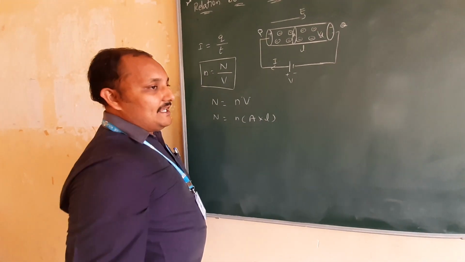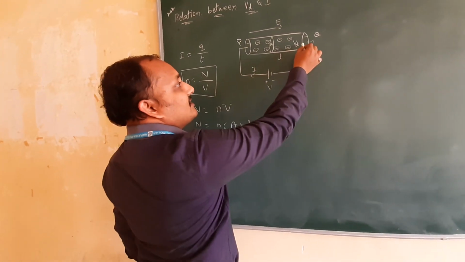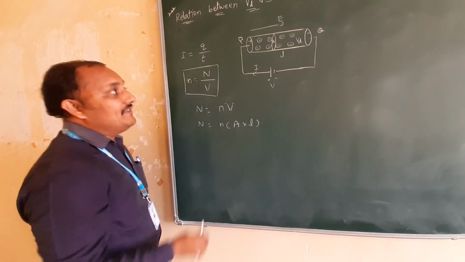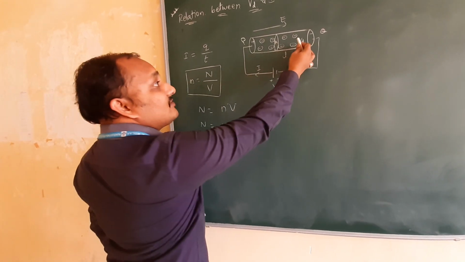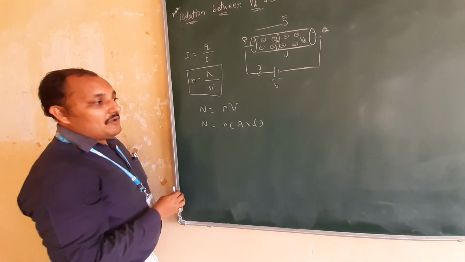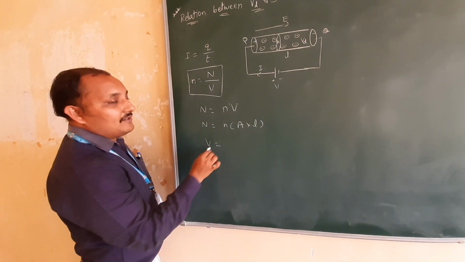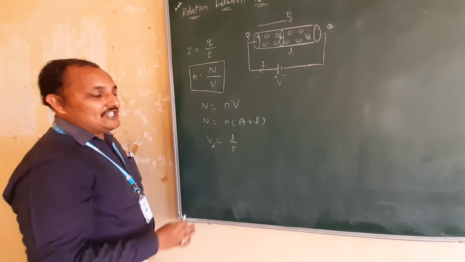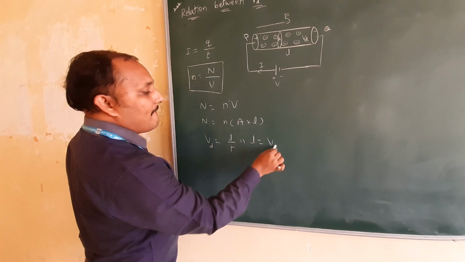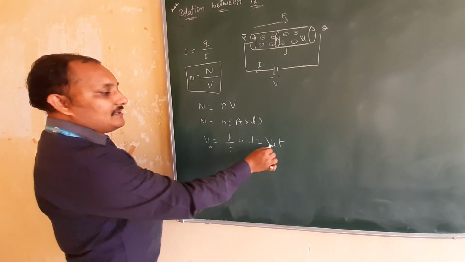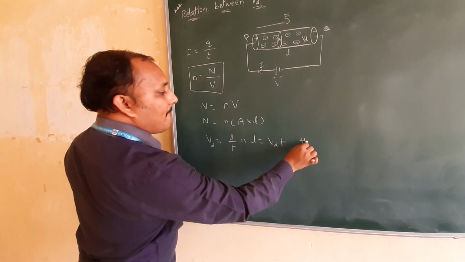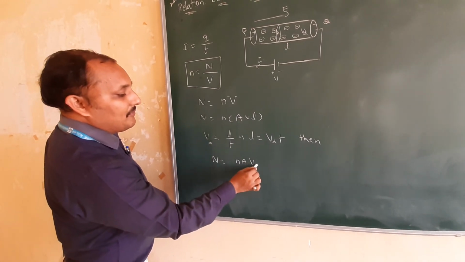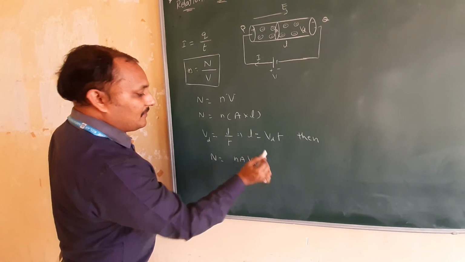So area into length. Here length means all these electrons are moving from Q to P, covering this length within this time t. With how much velocity are they moving? Vd. In first P we came to know the velocity definition: velocity equals distance by time, or displacement by time. Vd is equal to L by t. Then L is equal to velocity into time. Substitute this equation here. Then in the above equation, N is equal to nA, in place of L, Vd t.